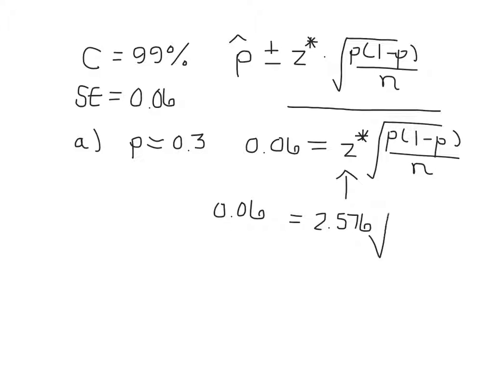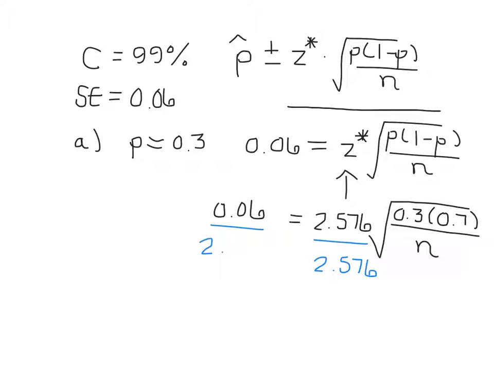They're saying, let's assume that we know that the p-value is near 0.3. So p would be 0.3, which makes 1 minus p, 1 minus 0.3, which would be 0.7. And we want to solve for n. So what we have to do is a little bit of algebra here. We have to divide both sides by 2.576. And I'm going to avoid rounding until I get a final answer.